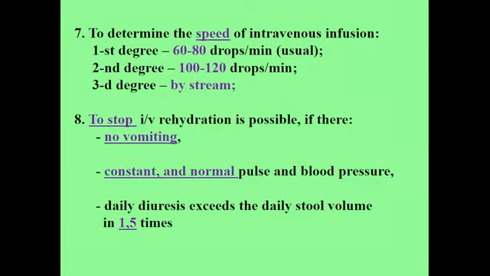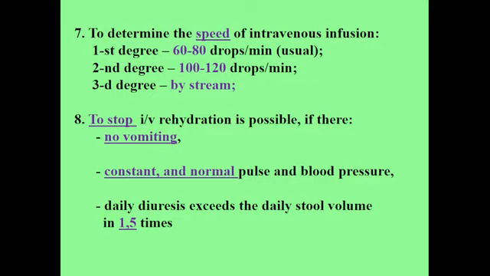To determine the speed of intravenous infusion: first degree, 60-80 drops per minute, it's the usual speed. Second degree, 100 to 120 drops per minute. And third degree by stream, because again, life-threatening cases.